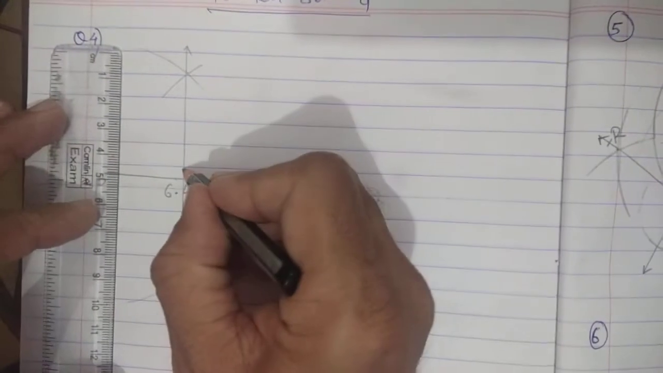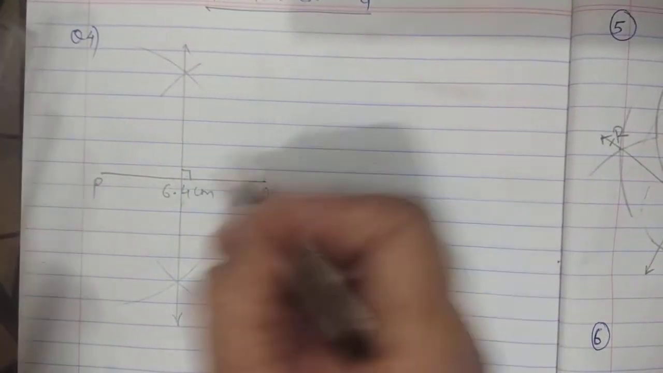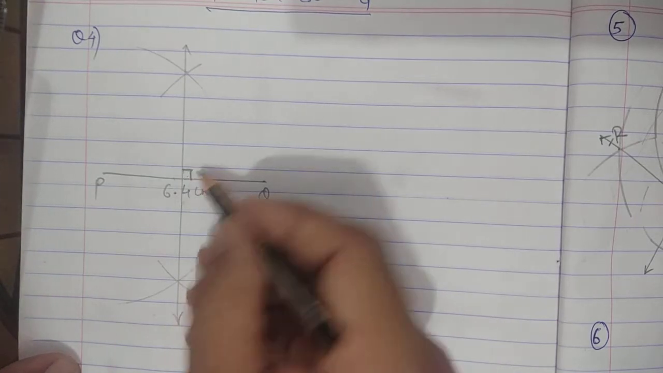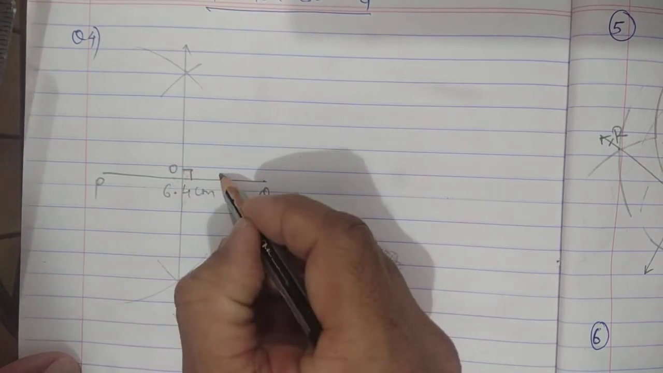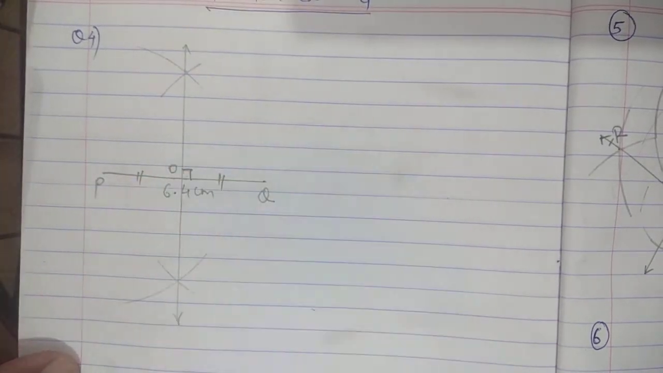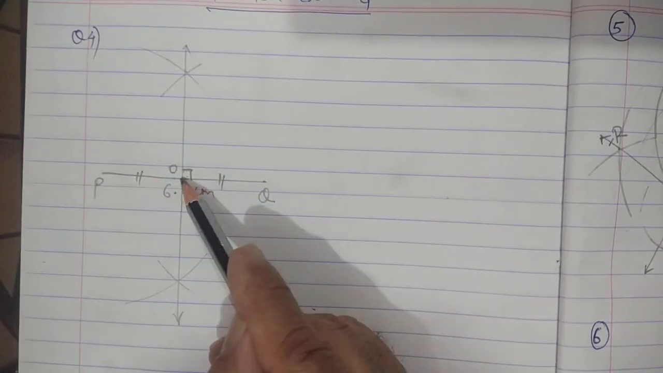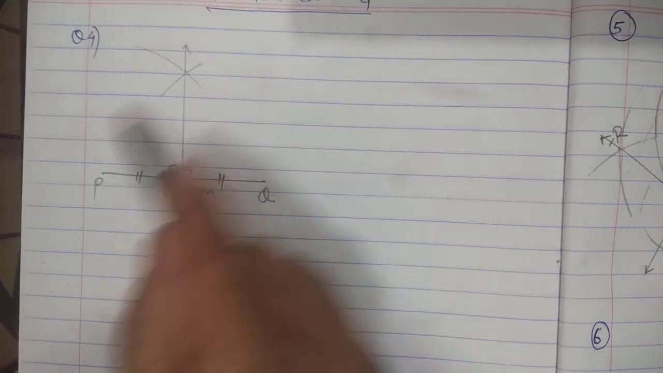So this is your perpendicular bisector. So show the right angle symbol. Can you see this right angle symbol here? Then write point O and show the bisector symbol. So this is how you will find the midpoint of segment PQ, which will be the center for this circle which you are going to draw now.